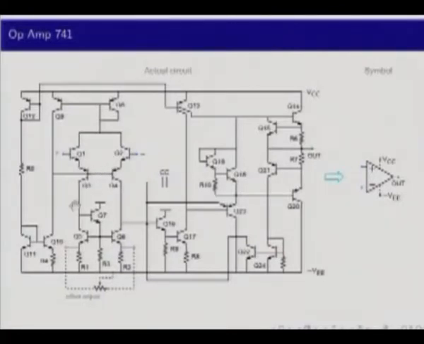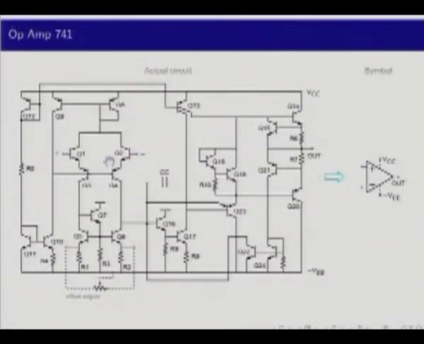741 is one of the earlier op-amps, one of the first perhaps, and these days we have op-amps even made in CMOS, and they might look quite different than this. So the 741 has lots of transistors, some 25, 26 transistors, and this is the input pair.